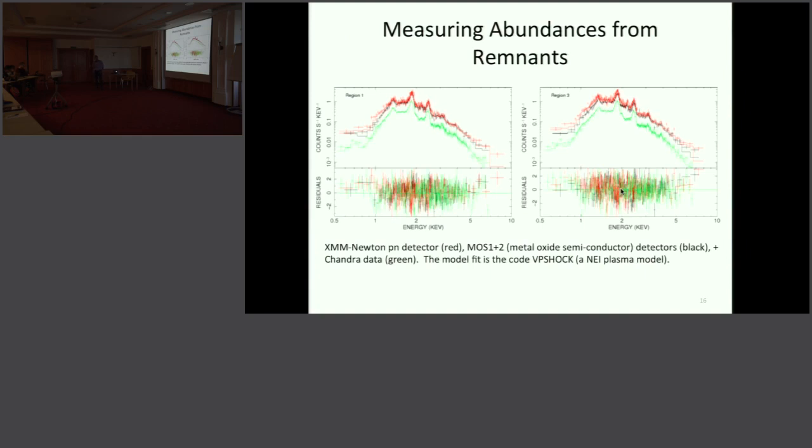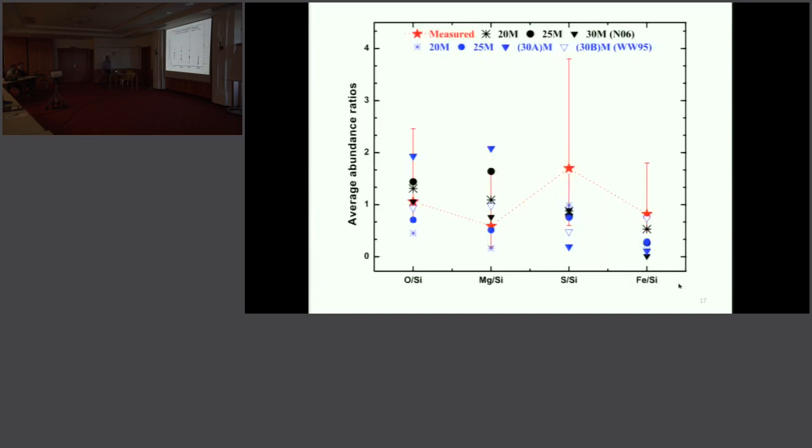So I am not showing plots by people that think it's impossible because they don't produce results. But understand that there's going to be a group of people who say you can't just fit these lines and then actually get an abundance. But here they fit the lines with this, they have a code called VP shock, which is a non-equilibrium plasma model. And they fit this curve pretty well, so they can get a nice fit. And from that, they can get abundances. So they've produced a series of abundances.